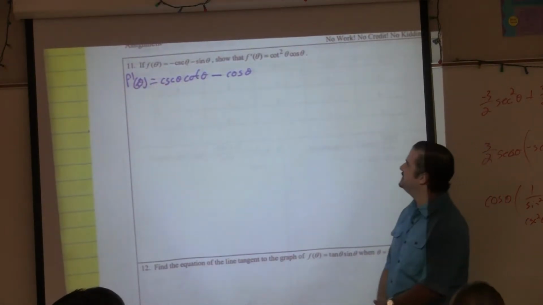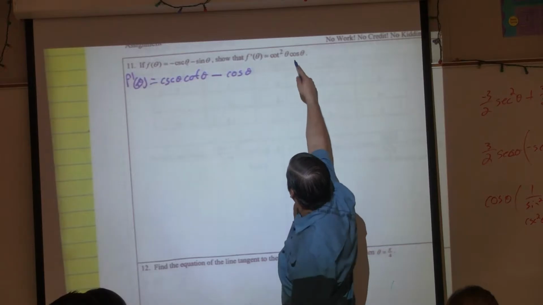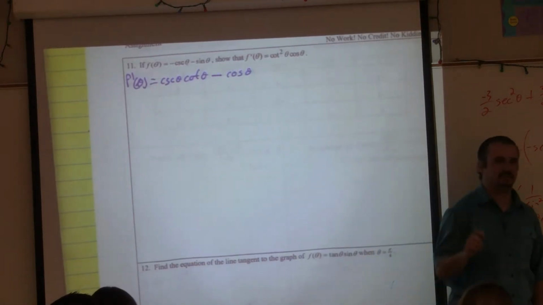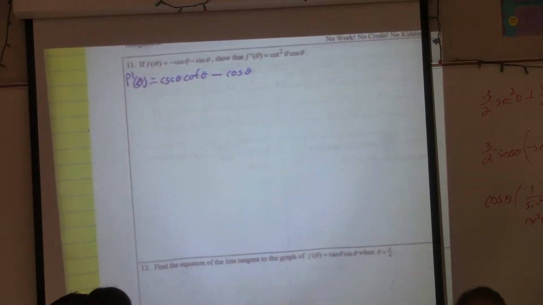The problem is that it doesn't what? Doesn't look like that one, right? So they want me to make it look like that one and show the steps to get it to look like that. So how can I do that? We're going to have to use our identities, okay? Some of our identities that we need to know. What do you think we should do?